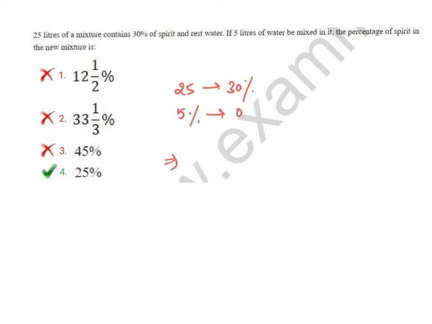Therefore, do N1A1 plus N2A2. N1A1 plus N2A2 is anyway 0 by N1 plus N2, that is 30. So, the resultant mixture of the spirit is 25%. I am using the mixture formula N1A1 plus N2A2 by N1 plus N2.